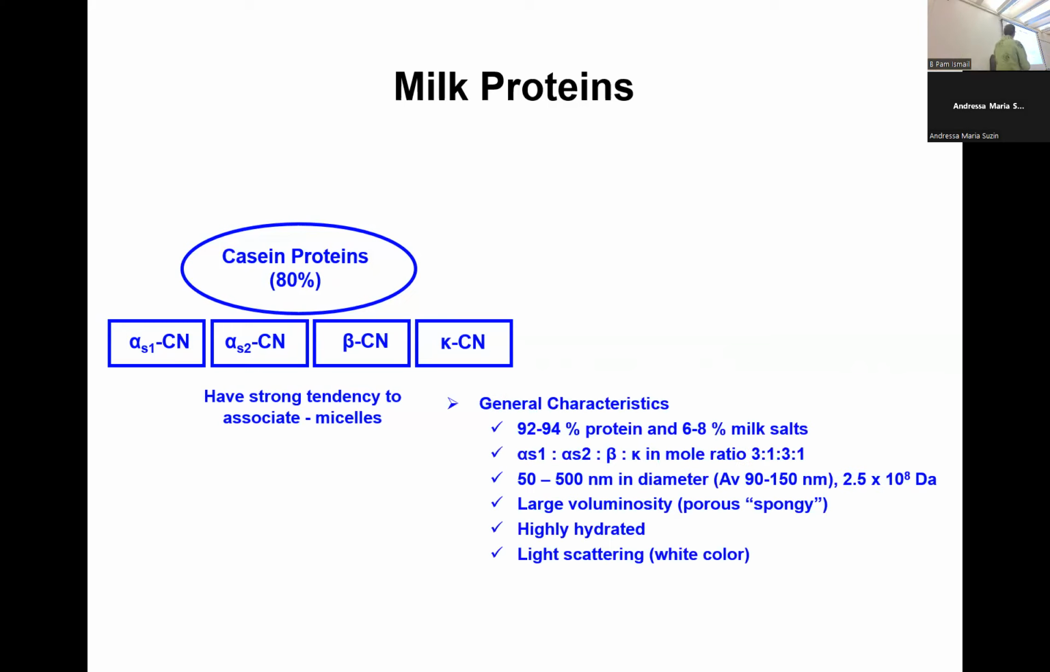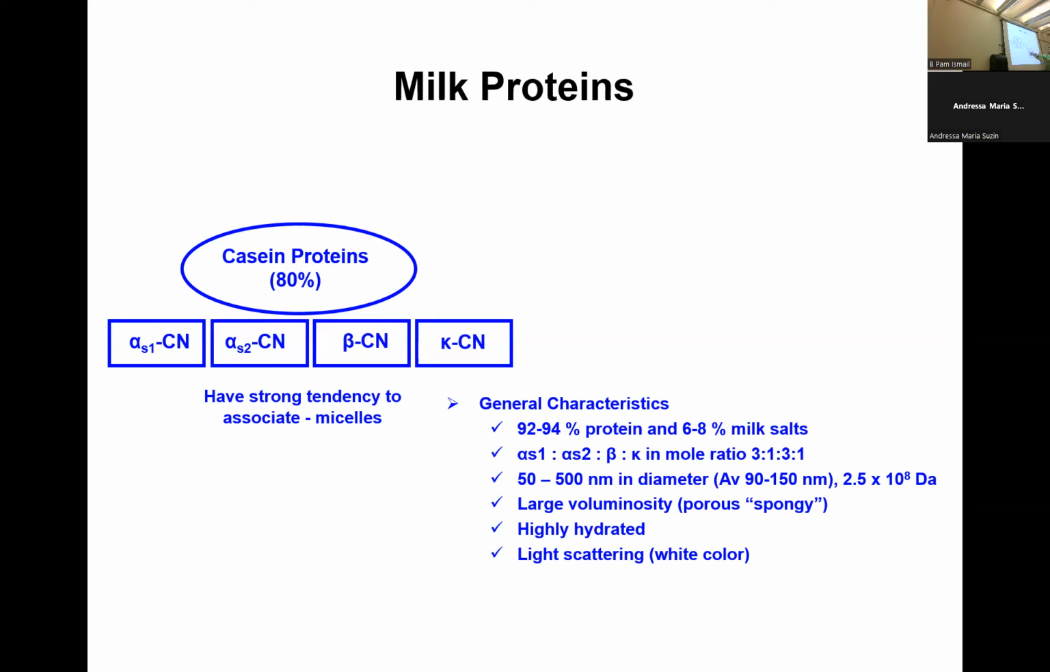So the caseins associate as micelles because of the high relative hydrophobicity, the open structure, the high hydrophobicity on the surface, so they don't like water, so they associate with each other to form a micelle. The micelle is mostly protein with a lot of the salt of the milk residing in the casein micelle, especially the calcium. So 6 to 8% of the micelle is milk salt.